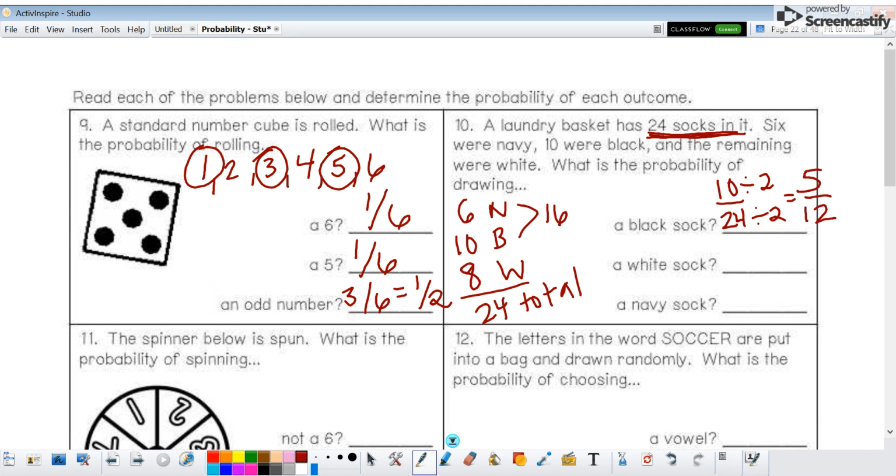Alright, what about a white sock? We already discovered that we have 8 white socks, so out of 24 total. This time we can divide the numerator and the denominator by 8, and our probability is 1/3. And lastly, of getting a navy sock is going to be 6 out of 24 chances. We can divide the numerator and the denominator by 6 to reduce our probability down to 1/4.